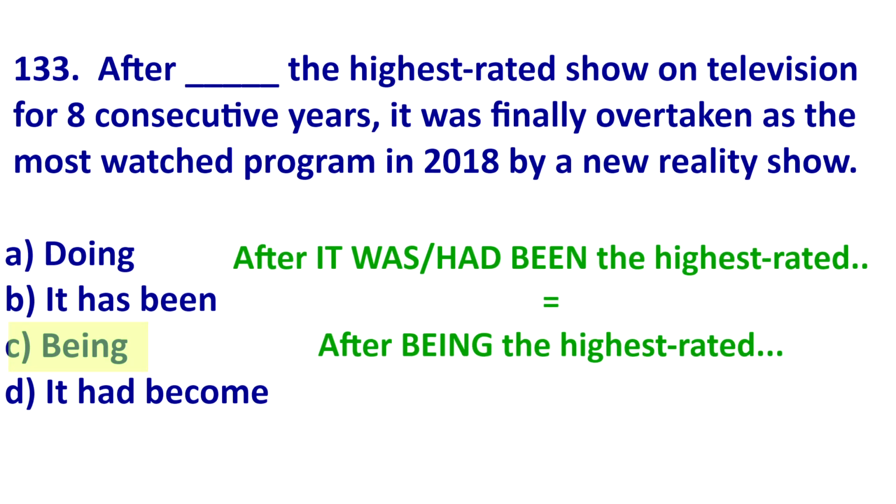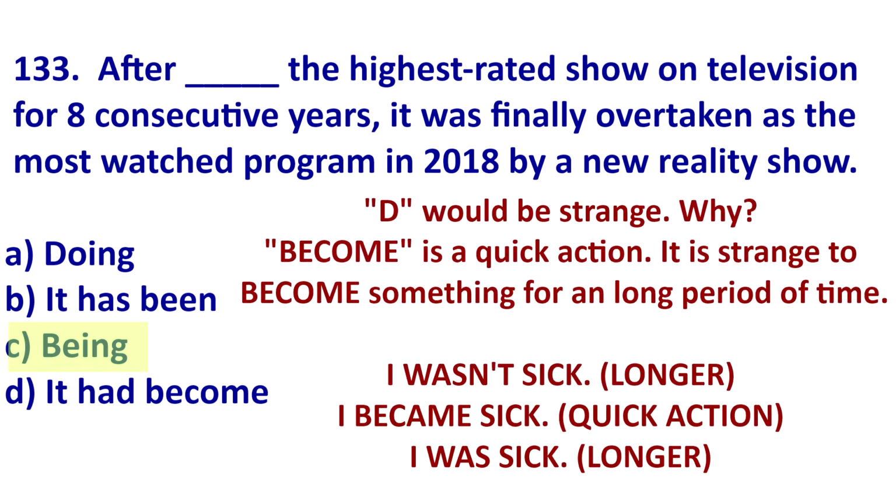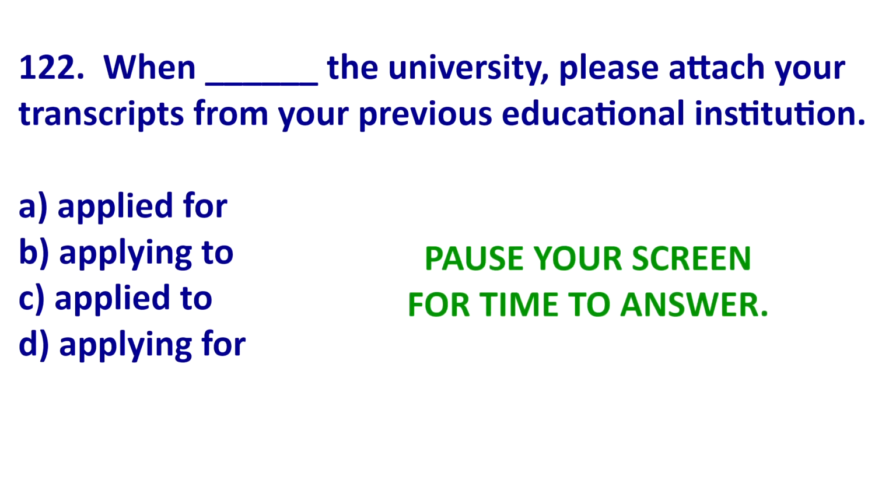So it was the highest rated show on television. So we can change that to being. Become would be wrong because you can't become something for 8 consecutive years. If you become something, it is quick. It is one time. All right, let's look at 122.